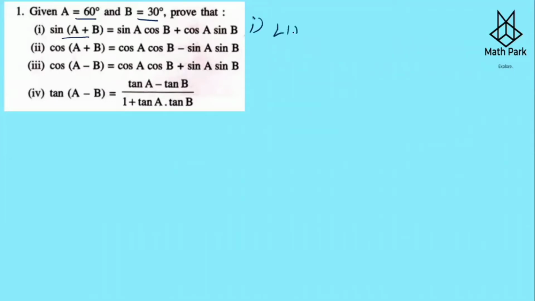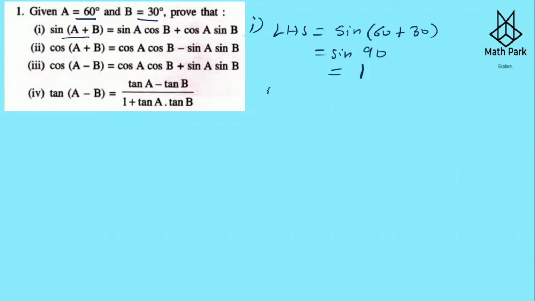We take LHS. So left hand side is sine (A plus B). So we will be putting the values of A and B now. Sine (A plus B), that is sine (60 plus 30), which is sine 90, which is equal to 1.